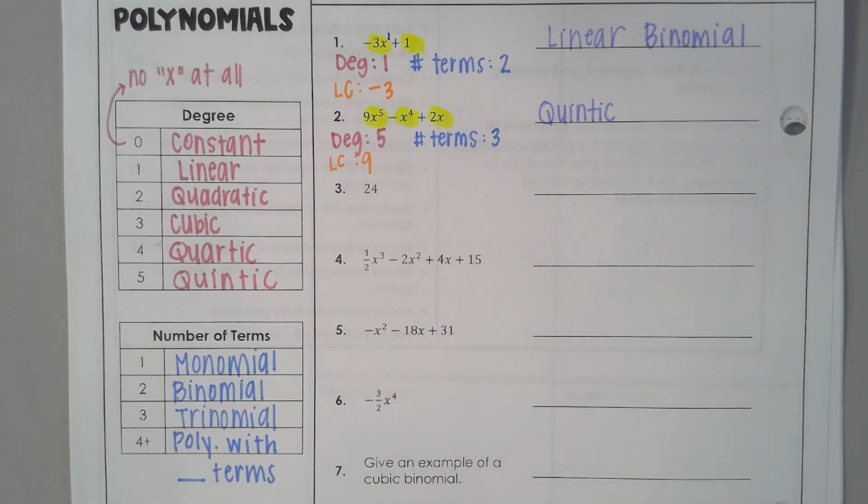Alright, so degree of 5 is quintic. 3 terms is trinomial. Good.